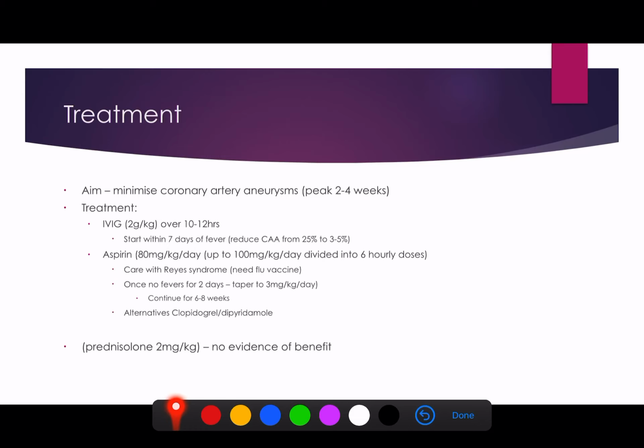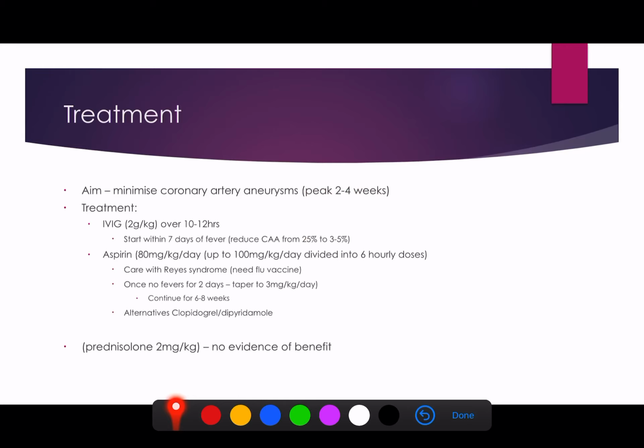The treatment is really to try and minimize coronary artery aneurysms, the incidence of which peaks between 2 and 4 weeks, so early on in the disease. The treatment is actually remarkably effective at reducing this, and that's why making the diagnosis early is important, because you don't have a lot of time to treat these patients if you think about the fact that you need 5 days of fever plus the other symptoms before you can even diagnose the condition. So having a high index of suspicion is important, even though it's a rare disease.